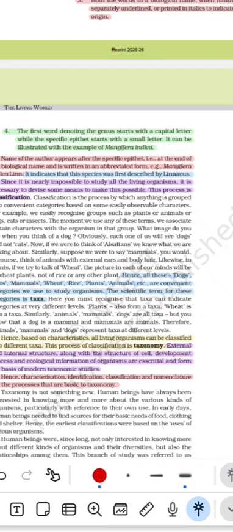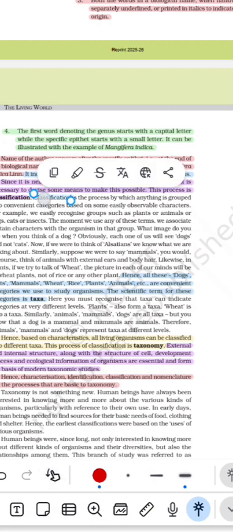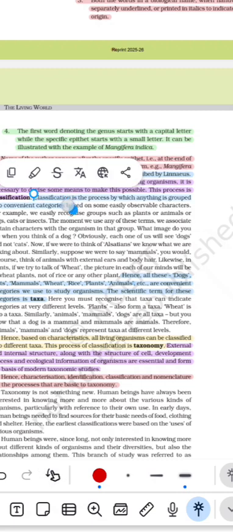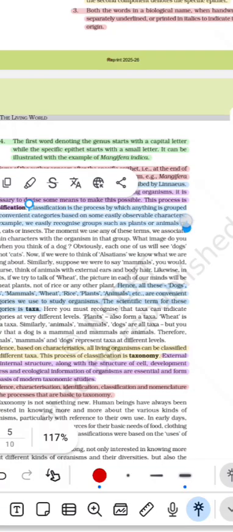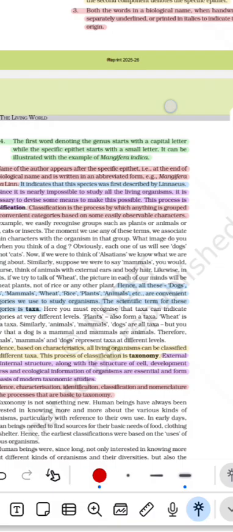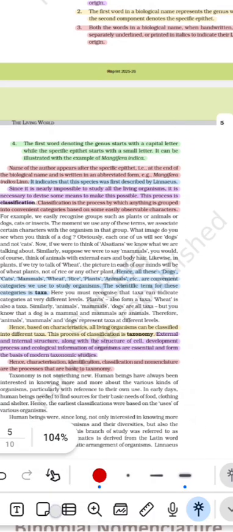So how is classification done? It might be a question. So if you are interested to highlight it, you can highlight it. Okay.